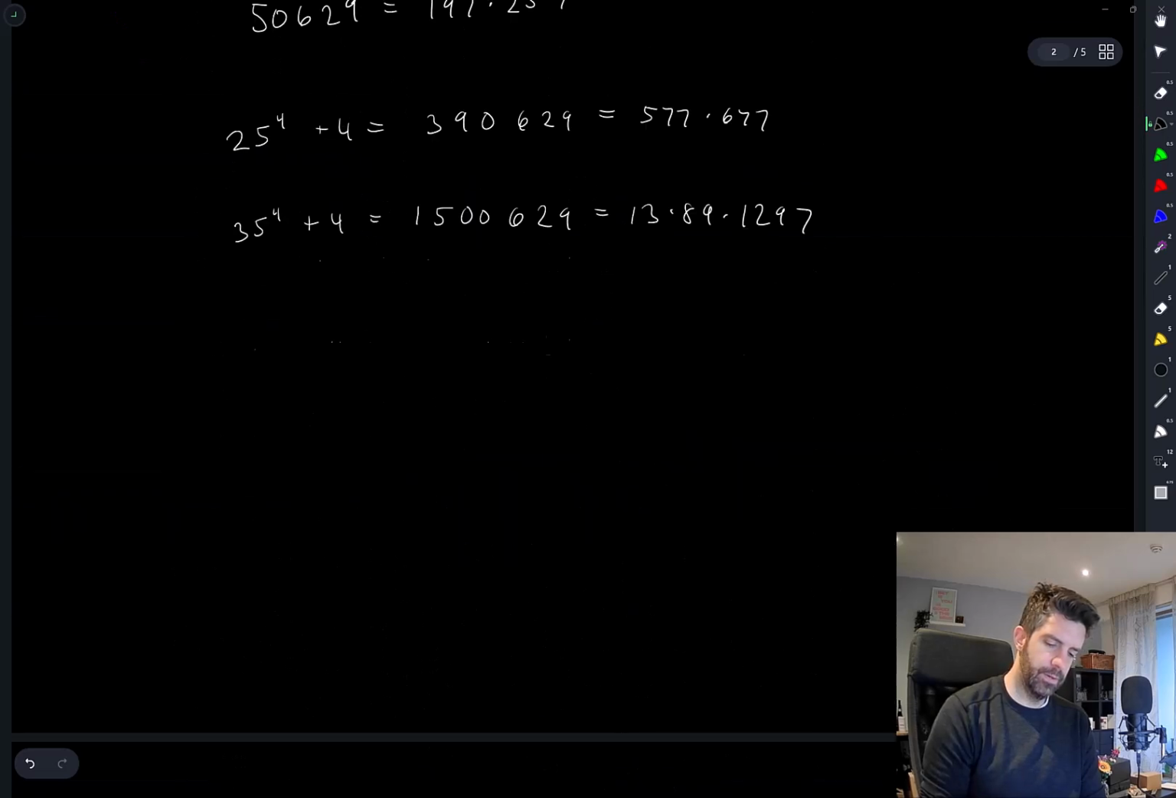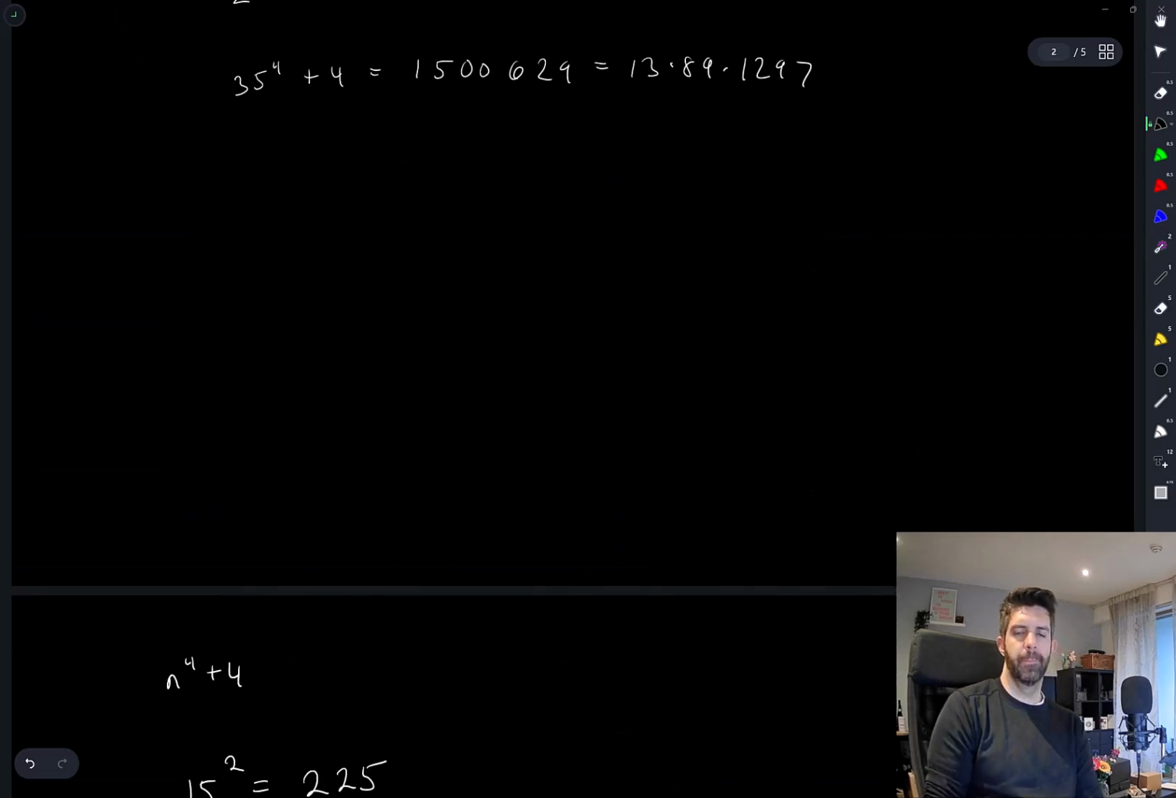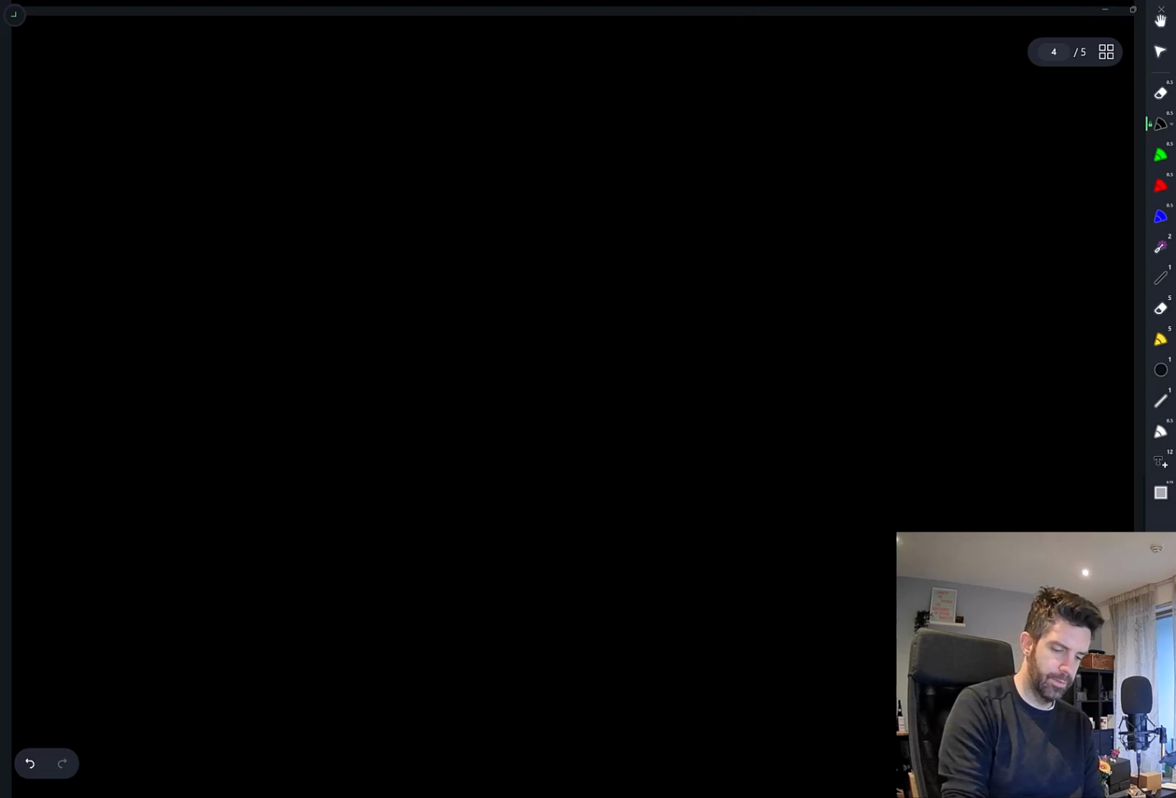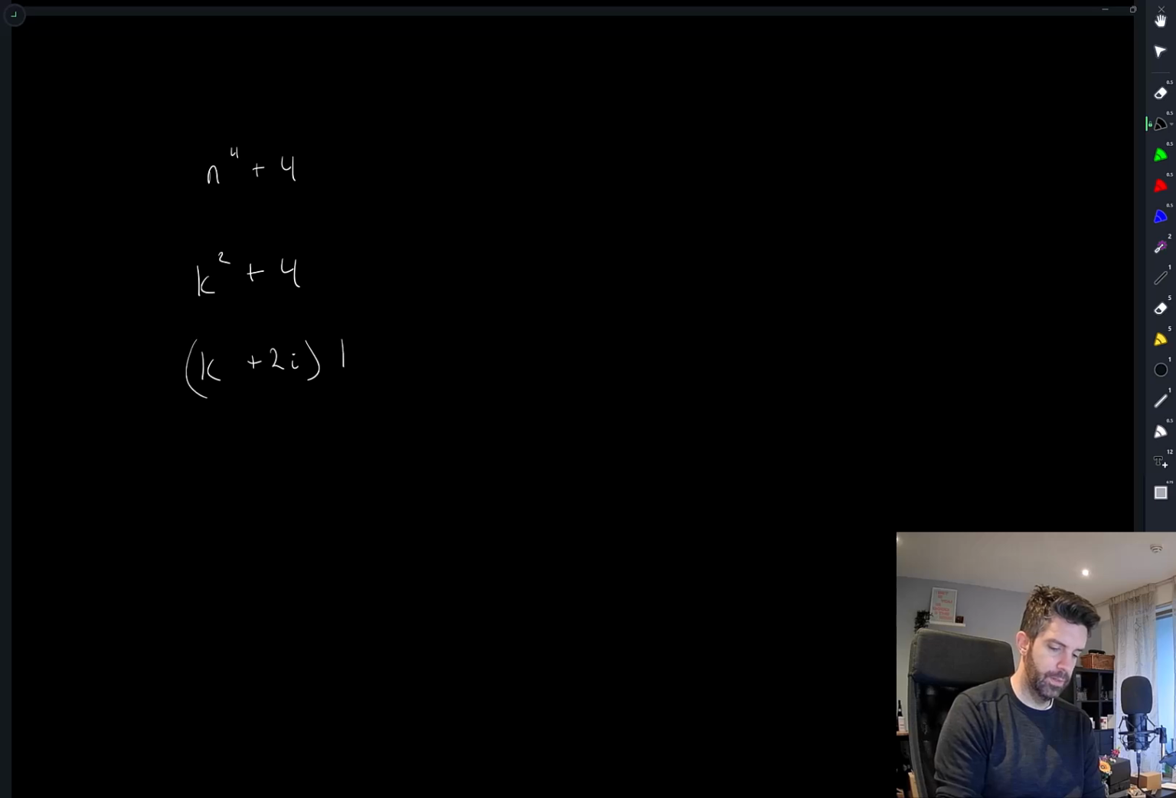Is there some factorization that we should be doing? n to the 4 plus 4. How do you factor that? Let's call this k squared plus 4. Then that's k plus 2i times k minus 2i.